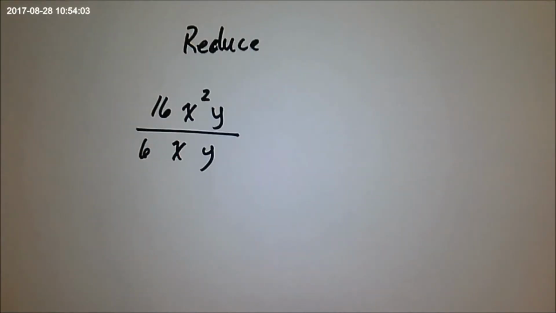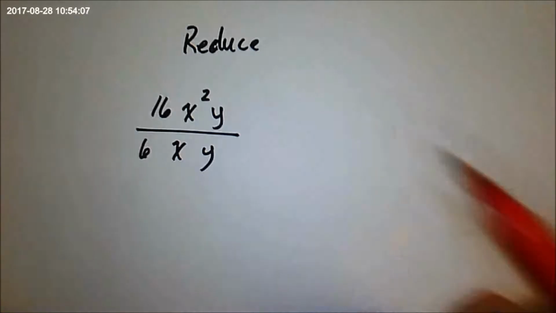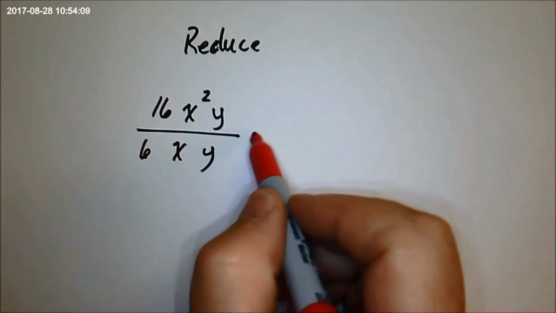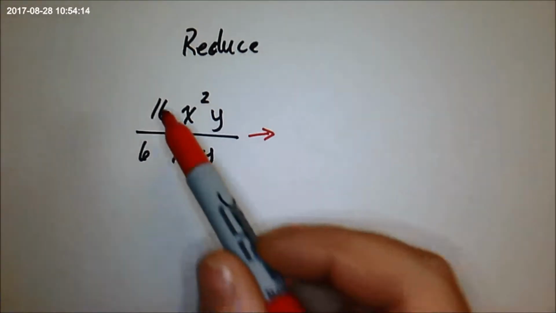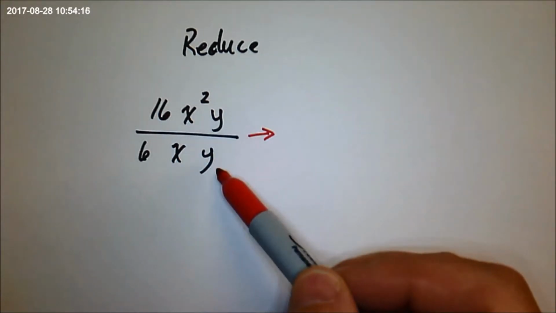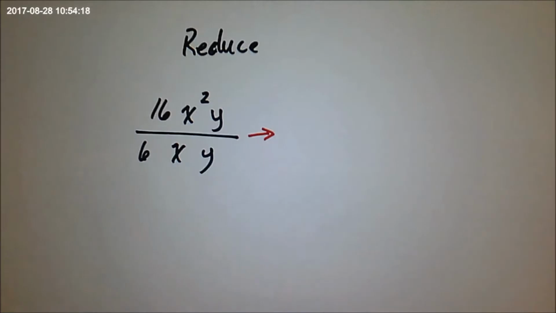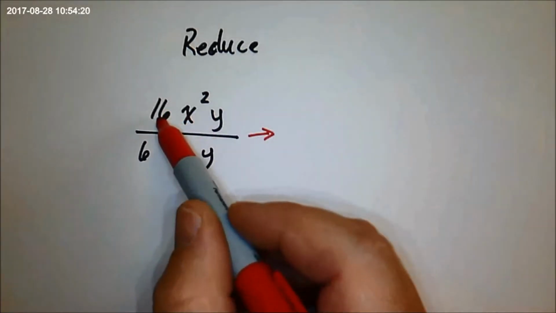All right, boys and girls, I'm going to talk about reducing some algebraic expressions today, some algebraic fractions, sometimes called rational expressions. What you have to do when you're reducing is divide each numerator and denominator, dividing both by the greatest common factor.